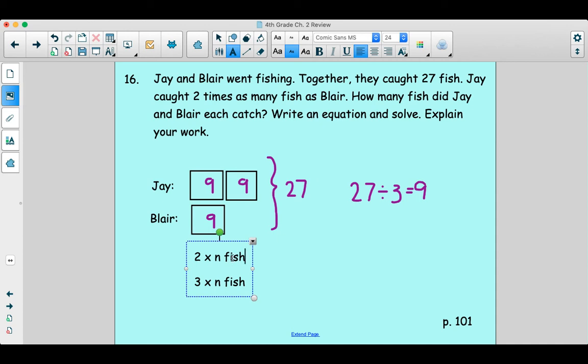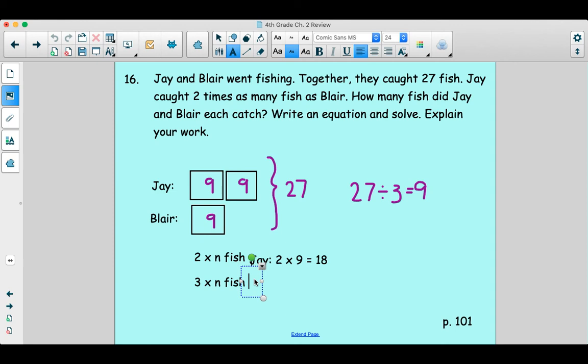So we actually already did that. See, I did the picture first, and now I'm showing you how to write the equation, which looks a little fancy schmancy with the 2 times the N. So the N is just really the missing number. All right, so we already know that the missing number for Jay and Blair was each 9 in each little square. So for Jay, this would be 2 times N, or known as 9, which is 18.